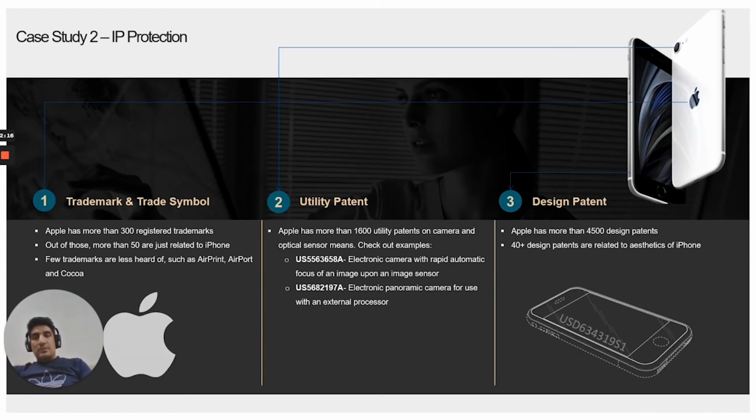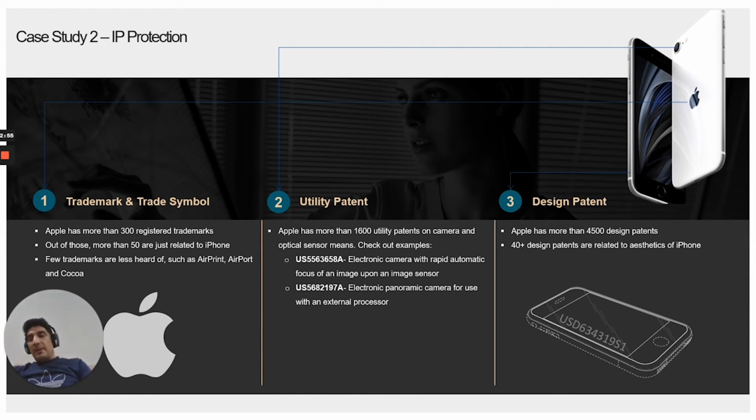Taking one example, as everyone is familiar with Apple, so I just picked up that. So let's see how the companies are protecting their assets. So if I look at iPhone, they have approximately 300 registered trademarks, starting from their logo with every word mark they use, like AirPrint, Airport, Cocoa, whatever they are trying to launch, they are branding it. Out of the 300, 50 are just related to iPhone. Logo in gray color, logo in different color, everything has been protected over there.